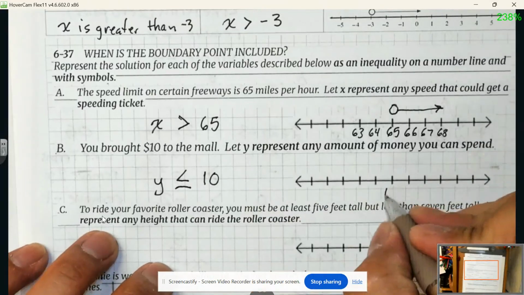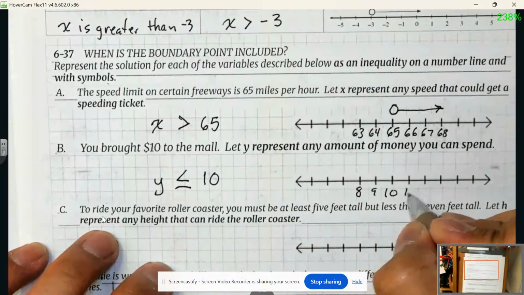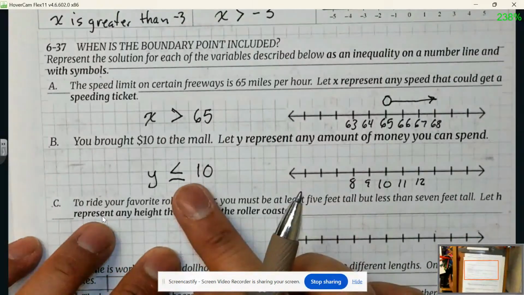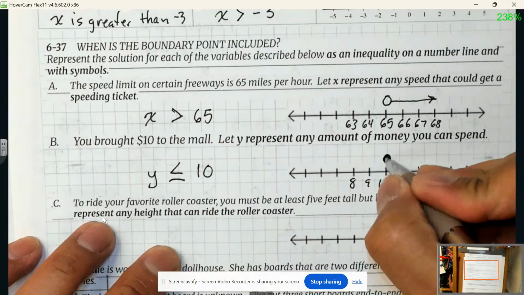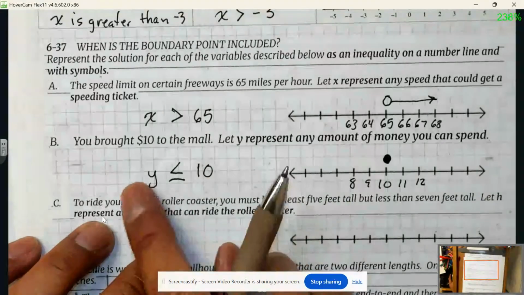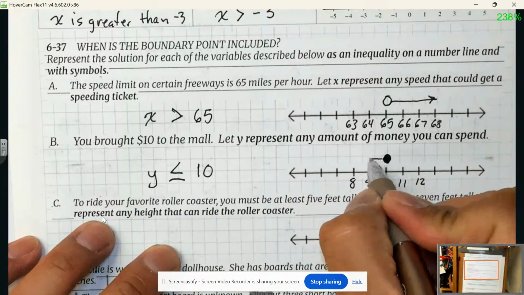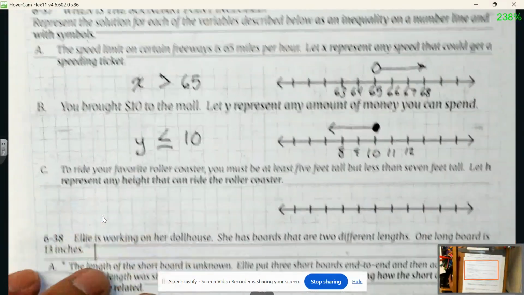So then 10 would be our boundary point here, and then we make those other values just to show that's a number line. Okay, and then 10 is our boundary point. We are shading it in because 10 is a solution. We can spend $10, and it's all of the values below 10 that we can actually spend. You cannot spend $11 if you have $10.